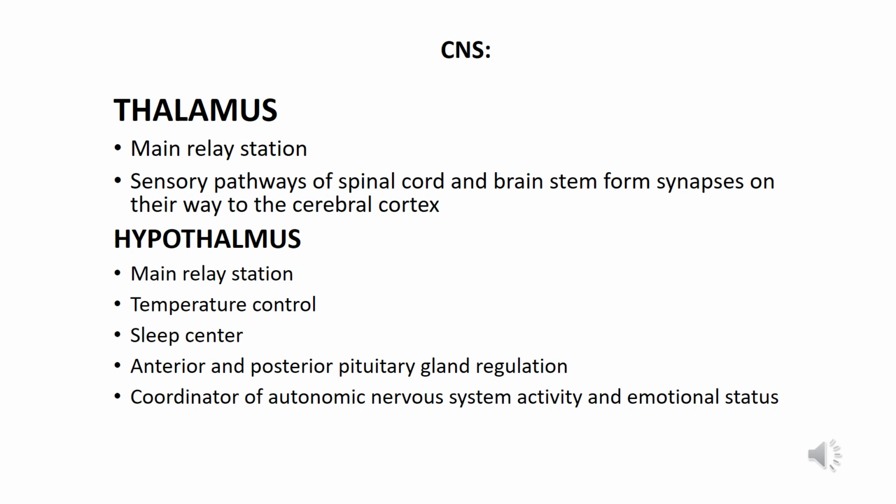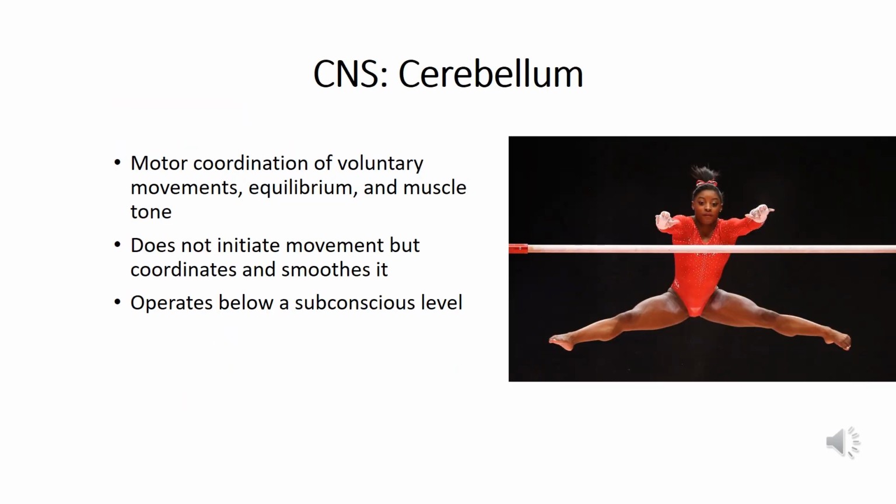The hypothalamus is also another relay station. It involves temperature control, the sleep center, and also the anterior and posterior pituitary gland regulation, and also is considered the coordinator of autonomic nervous system activity and emotional status. The cerebellum involves motor coordination of voluntary movements, equilibrium, and muscle tone. It does not initiate movement, but coordinates and smooths it. It operates below a subconscious level.